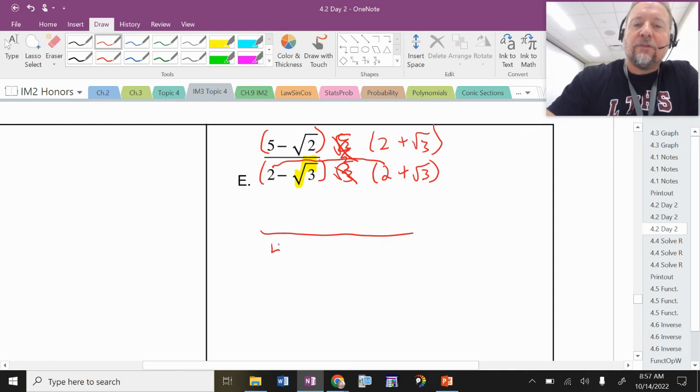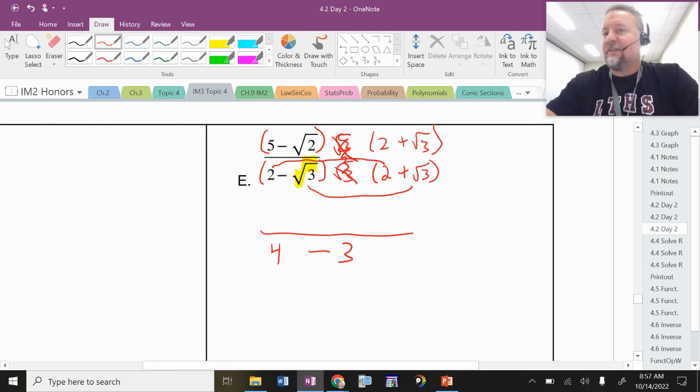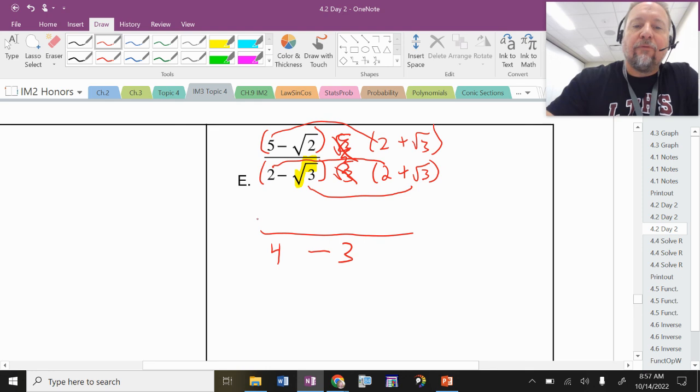On the bottom, 2 times 2 is 4. Middle term, opposites. Negative root 3 times positive root 3 is minus 3. Well, that's nice. Okay, because that's going to end up being 1 on the bottom and then not much to do. Unfortunately, on the top, we've got to go a full FOIL. 5 times 2 is 10. 5 root 3.